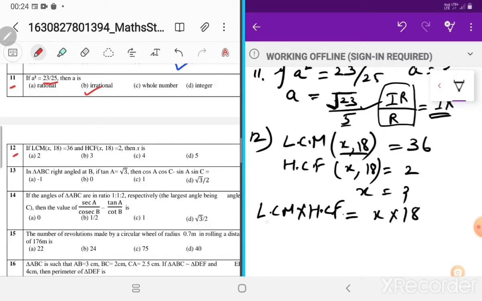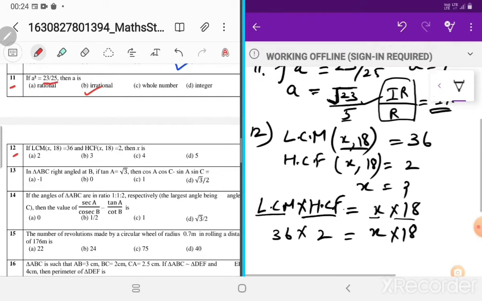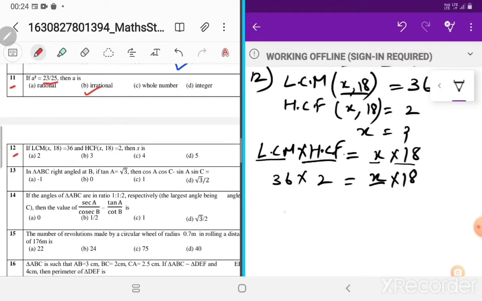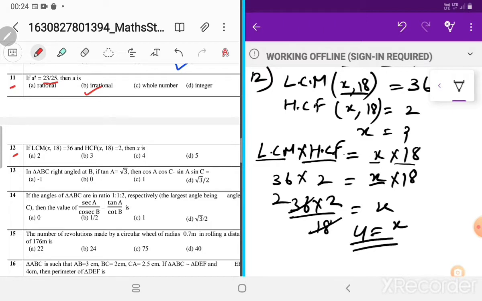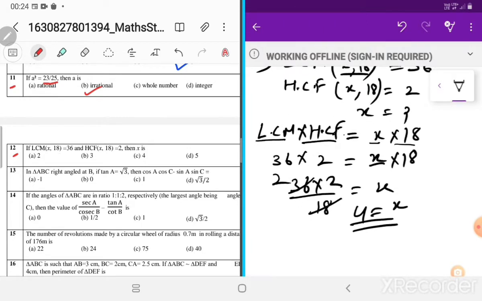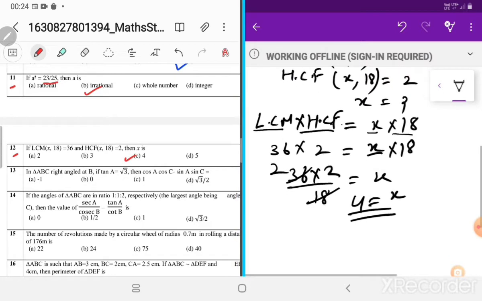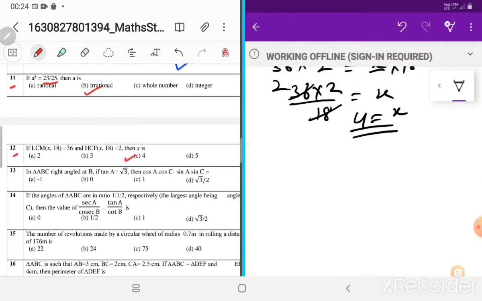So the LCM and HCF of any two numbers is equal to the product of those two numbers. Now LCM is given, that is 36, and HCF is 2. So here it is x into 18. Now we have to find x, so we'll shift this 18 to this side: 36 into 2 upon 18. 18 twos are 36, and 2 into 2 is 4. So your x is 4. We check the options, and 4 is there. So your answer is option C. Now come to the 13th question.